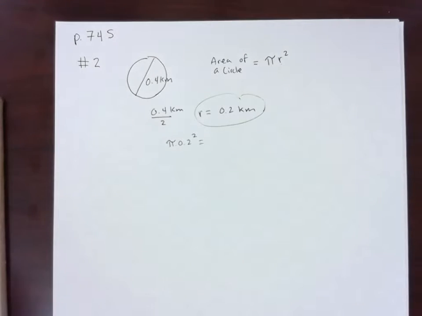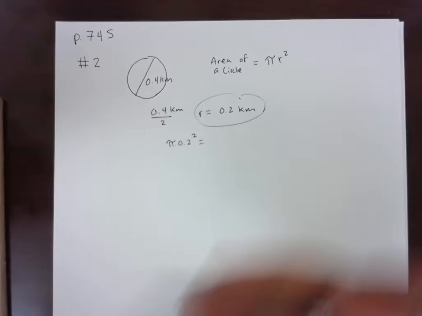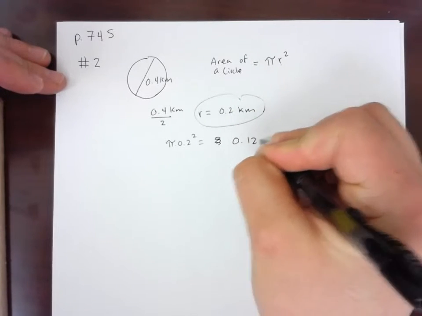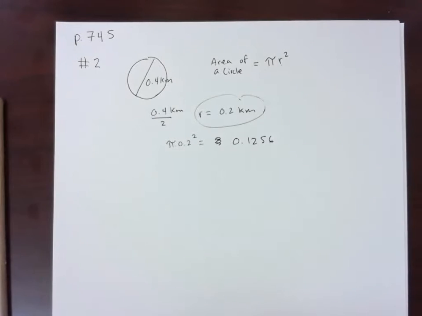I'm fine if you use either pi in your answer, or if you would like to use 3.14 to approximate pi. So if we take 0.2 squared, we get 0.04, and if we times that by pi, we're going to get 0.1256. Now your answer says find the area of each circle, round to the nearest 10th.